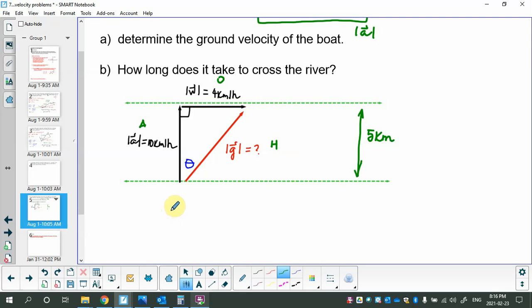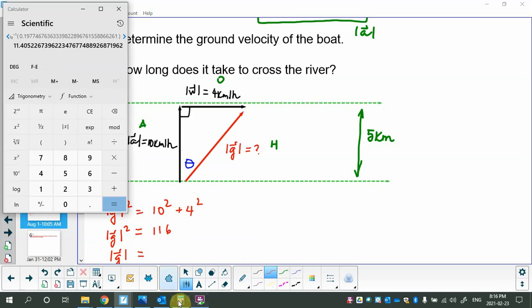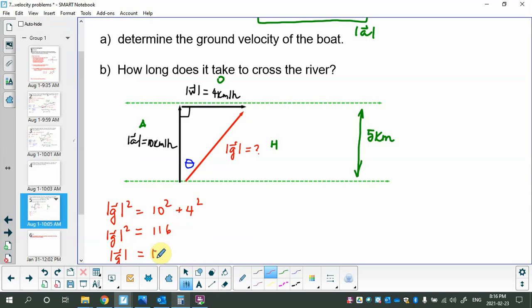And the first thing I can do here is, I've got two sides, I need a third. How about I just use the Pythagorean Theorem? So the hypotenuse squared is equal to the sum of the squares of the other two sides. For those of you who like to do the same thing over and over and over again, you could use the cosine law without a problem. So 10.8, and that would be kilometers an hour. So now I know how fast the boat is going.